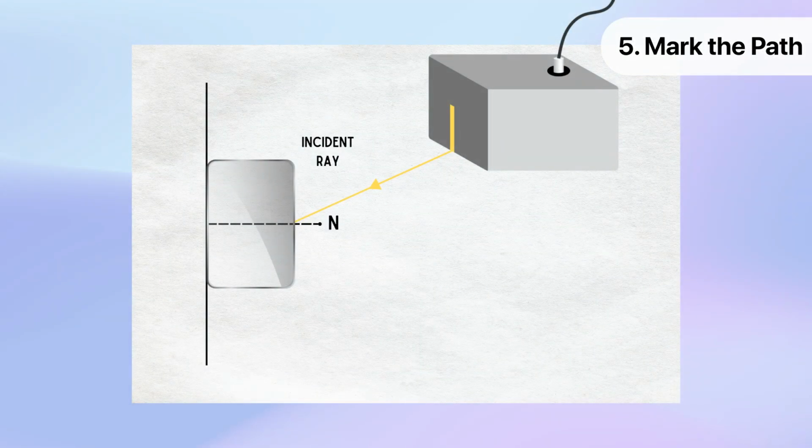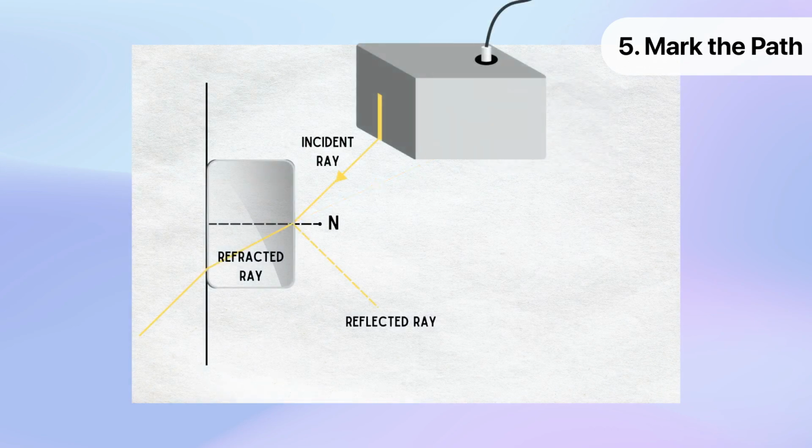Step 5 is to mark the path. Move the ray box or paper to change the angle of incidence, which is the angle between the normal and the incident ray. The aim is to get a clear reflected ray, which is the light bouncing off the block, and a refracted ray, which is the light bending as it leaves the block. We can see in the diagram that we have got the incident ray, the reflected ray, and the refracted ray.